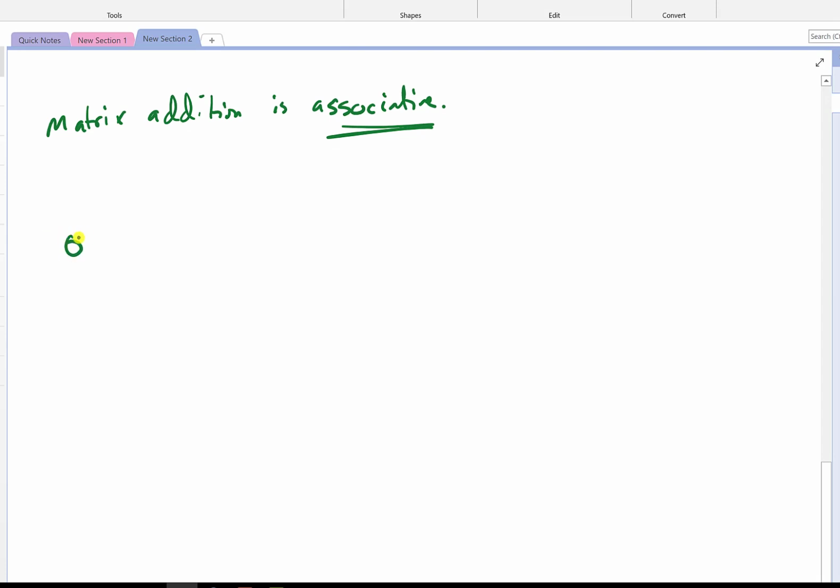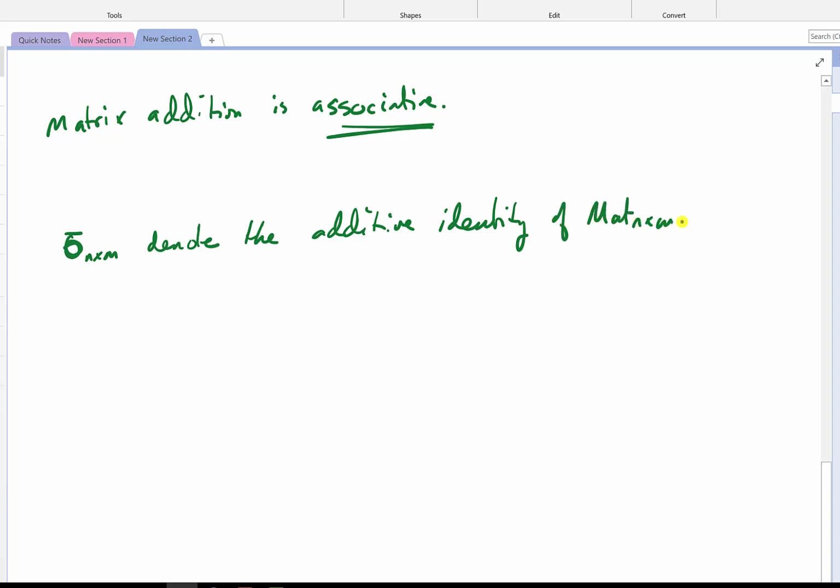So we're going to let 0 with a bar over it, with n by m, denote the additive identity of the space of n by m matrices with real valued entries. Okay? So what does that matrix look like? Well, it's the matrix where each ij entry is 0.